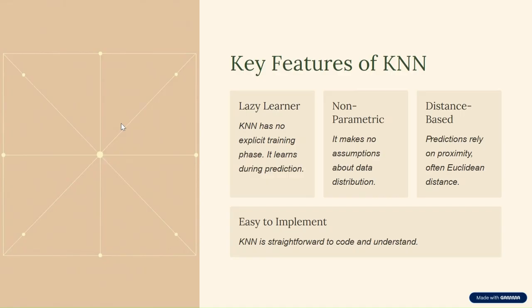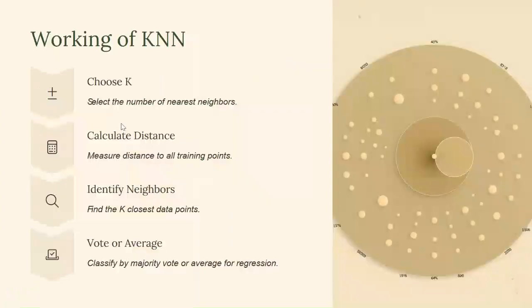KNN classifies data based on the distance between 2 points. It mainly uses the Euclidean distance formula. Easy to implement. KNN is very straightforward and easy to understand for anyone.